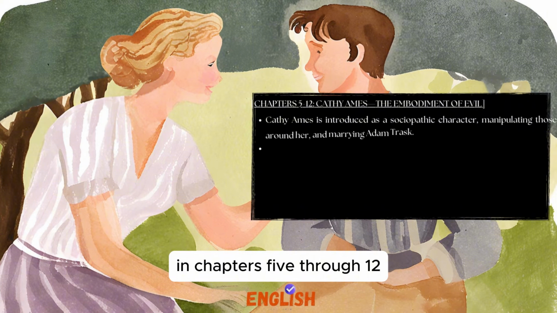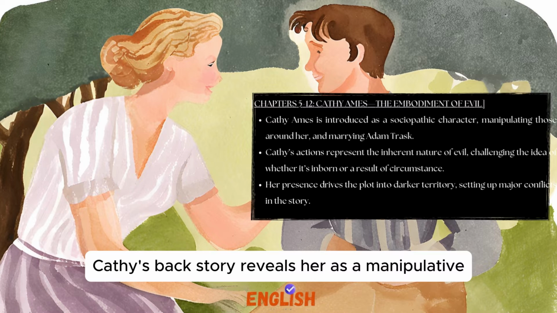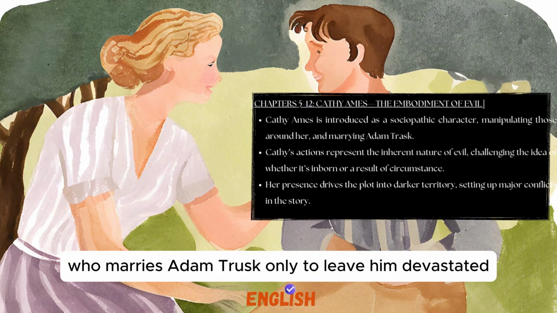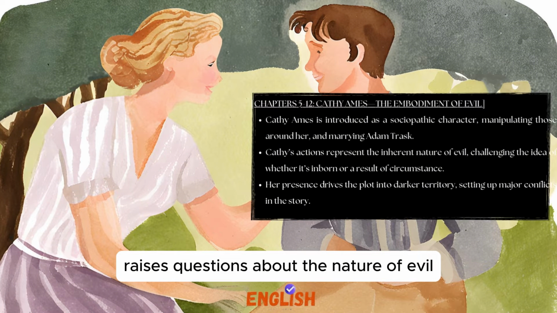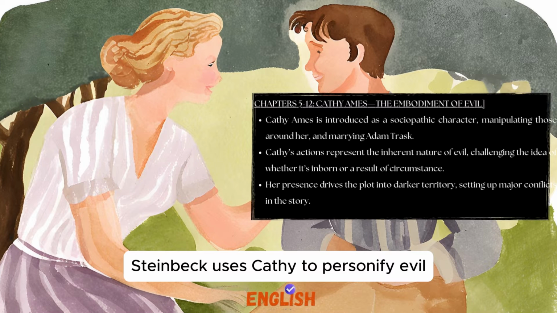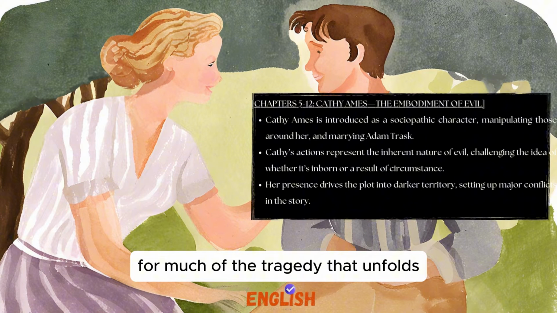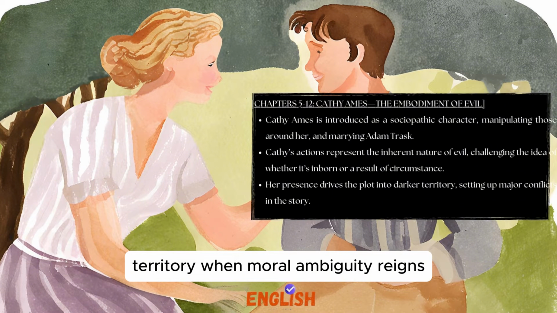In chapters 5 through 12, we meet Kathy Ames, one of the most unsettling characters in literature. Kathy's backstory reveals her as a manipulative and cold-hearted sociopath who marries Adam Trask only to leave him devastated. Her presence in the novel raises questions about the nature of evil. Is it inherent or a result of circumstance? Steinbeck uses Kathy to personify evil, making her a catalyst for much of the tragedy that unfolds in the Trask family. Her character pushes the narrative into darker territory, where moral ambiguity reigns.